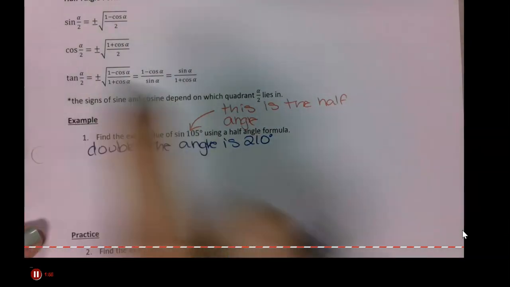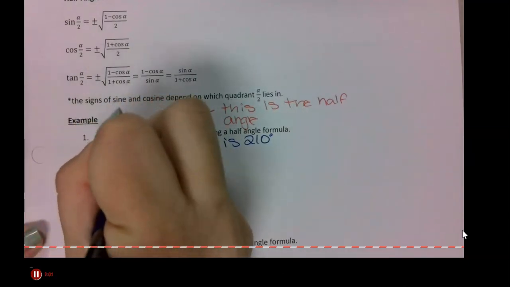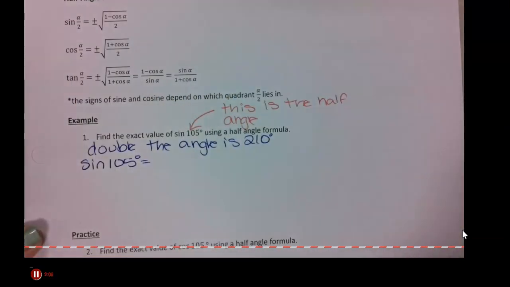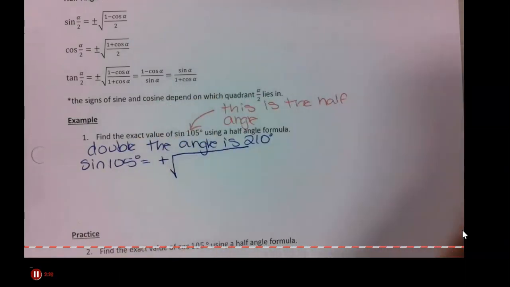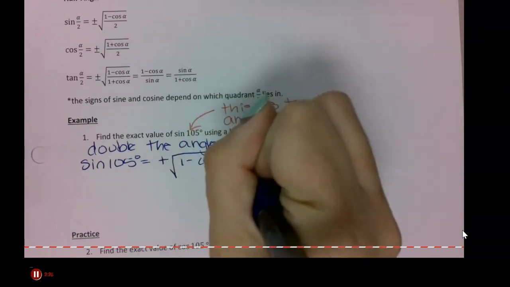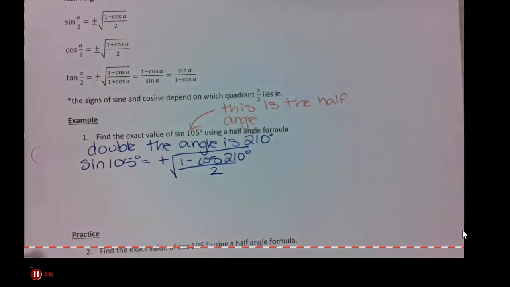Okay, so this is going to be the left side of the equation. So I have sine of 105, and then I'm plugging into this formula. Like I said earlier, 105 is in which quadrant? 2. Is sine positive or negative in quadrant 2? Positive. So then I'm going to have a positive outside my radical. Then I'm going to have 1 minus cosine 210. This is coming from me doubling that angle. And then over 2.